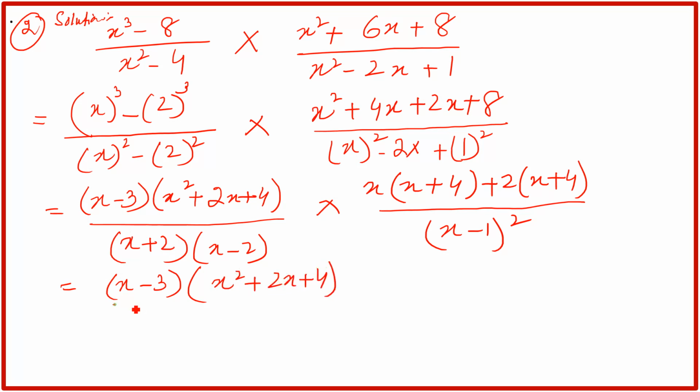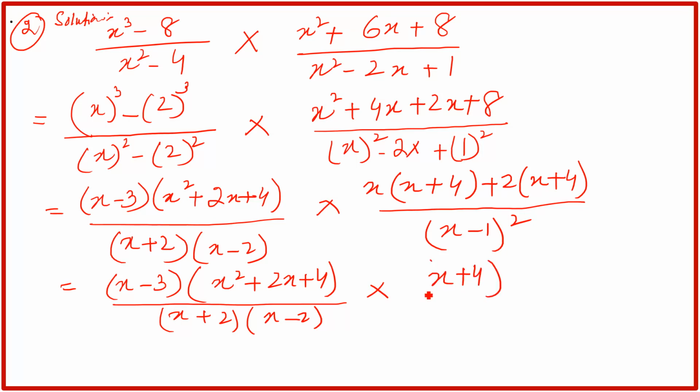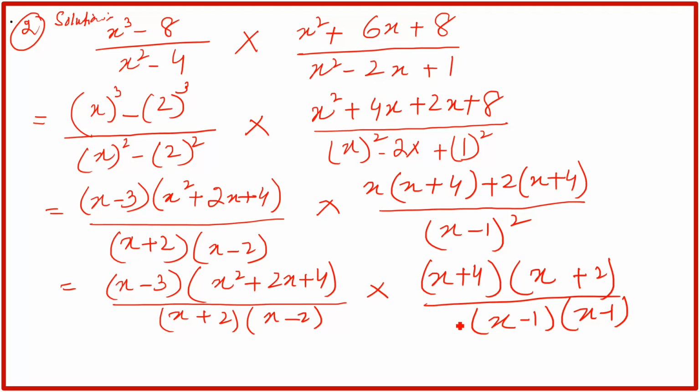Same thing in the numerator. Why am I writing the same thing here? I'm not going to simplify it because first of all I will make the factorization of this. x plus 4 into x plus 2, and then x minus 1. x minus 1 whole square means we have x minus 1 and x minus 1.